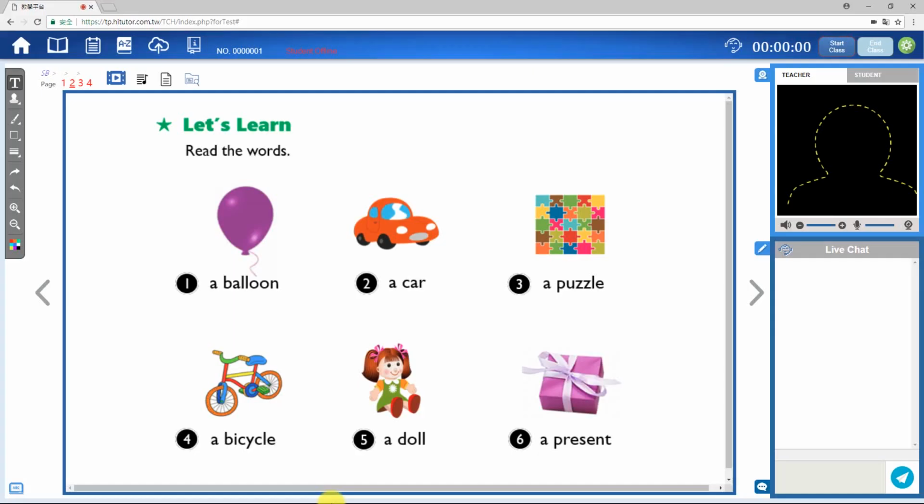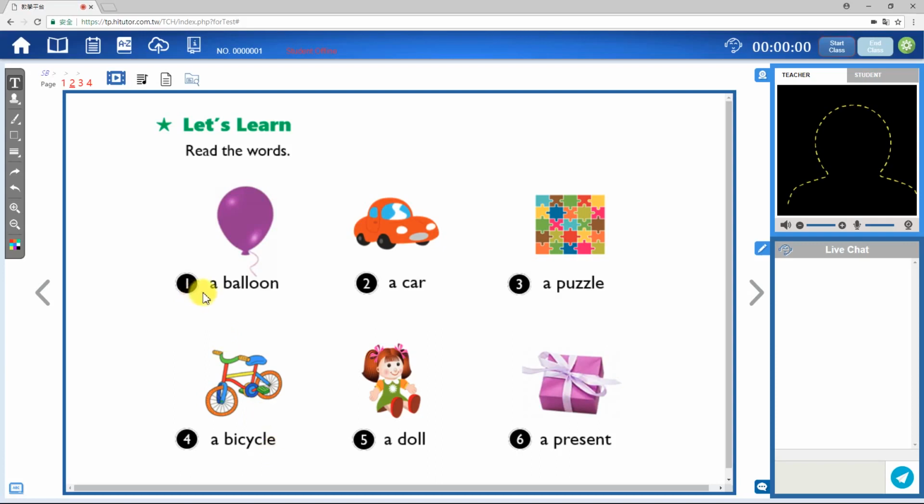Now let's see a teaching demo. Today we're learning new words. Do you know any of these? You know car. And a bicycle, great. Can you ride a bicycle? Cool, that's really cool. Let's read together.